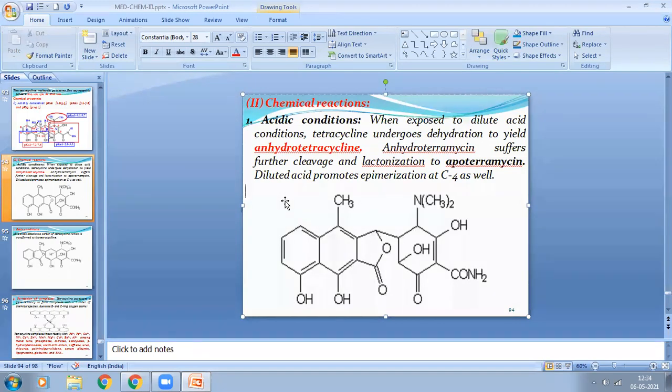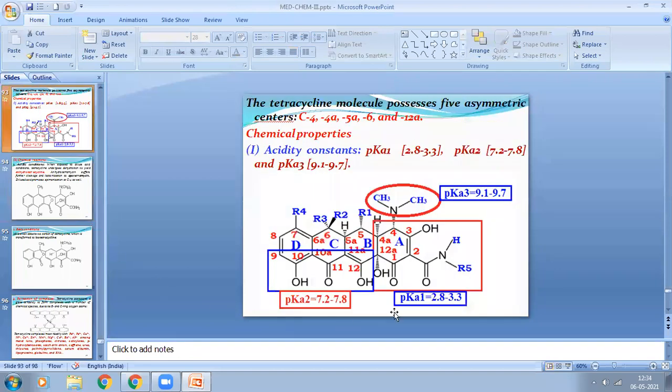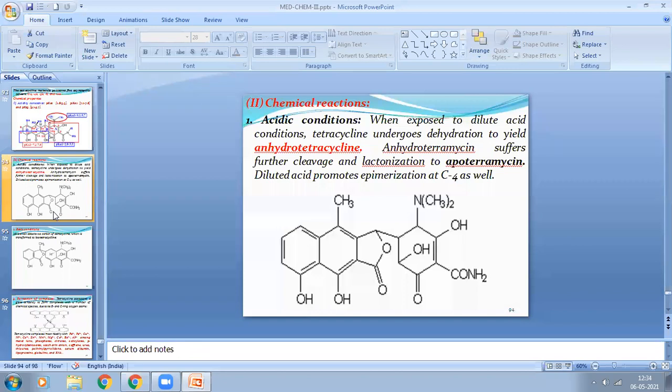Dilute acid promotes the epimerization at the C4 position. Sometimes dilute acid promotes the epimerization at C4 position also. See, where the dimethylamine functional group is there, sometimes it will also break. Then it will go to the epimer, the epimer of the tetracycline. This is the reaction under acidic condition.